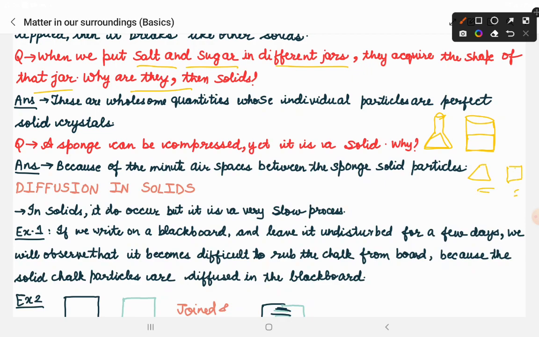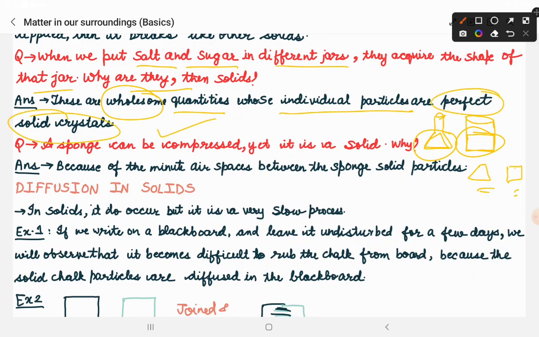We already said previously that they have a fixed shape. Then how can they change their shape in this case? So what can be the answer? Now see, the answer is very simple. Salt and sugar are wholesome quantities, means salt and sugar are made up of further smaller particles, and the individual particles from which the salt and sugar are made are perfect solid crystals.